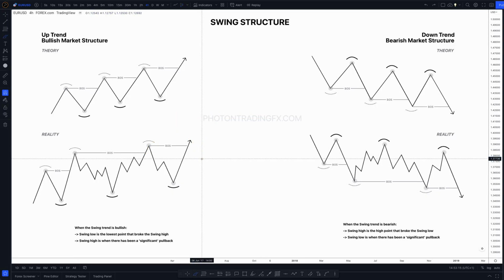But we'll go over this on the price charts in a bit, and it will make a lot more sense. And then obviously the exact opposite for when the trend is bearish. So when we get that breaker structure, we expect this swing pullback. So at that exact moment that you get that breaker structure, we know where the high is.